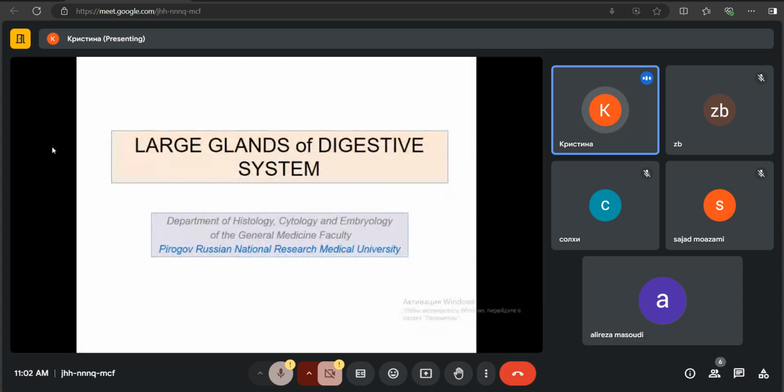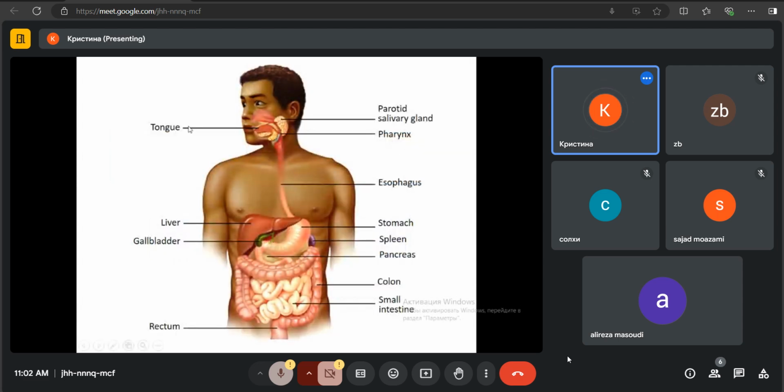Today's topic is large glands of the digestive system. These glands include 3 pairs of major salivary glands, liver, and pancreas. Also, we will discuss the structure of the gallbladder, the sac where the secretion of the liver, the bile, is stored.